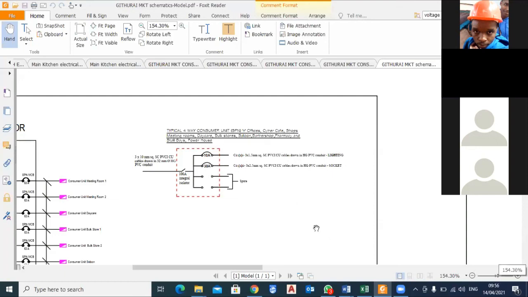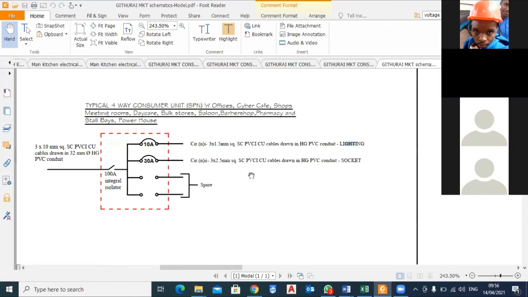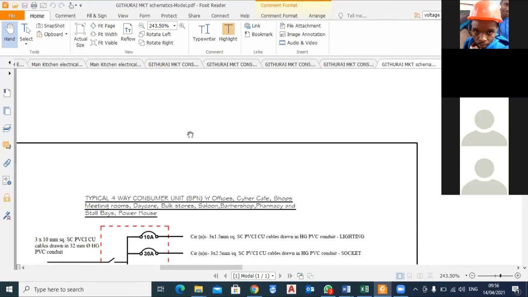Then hii ingine, circuit N. Again, this N can be consumer unit 1, 2, 3, 4, whatever. And then 2.5 for sockets. These are typical consumer units.